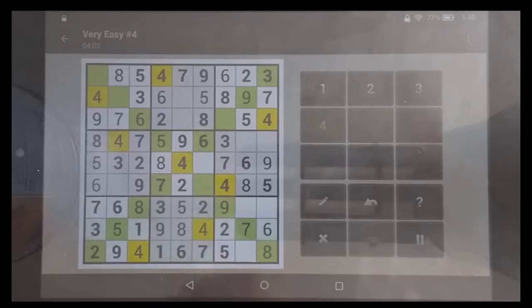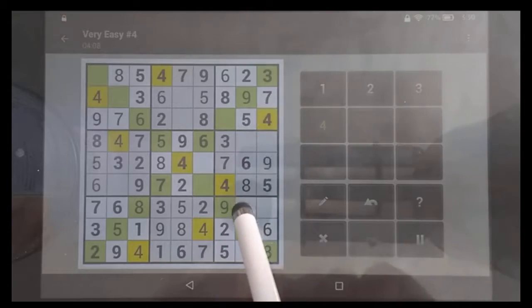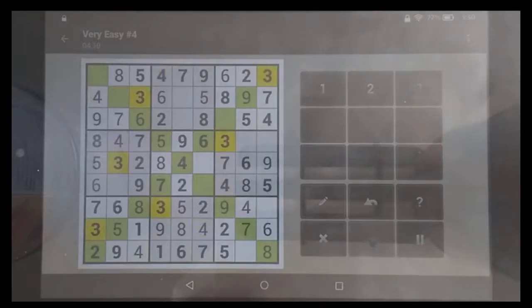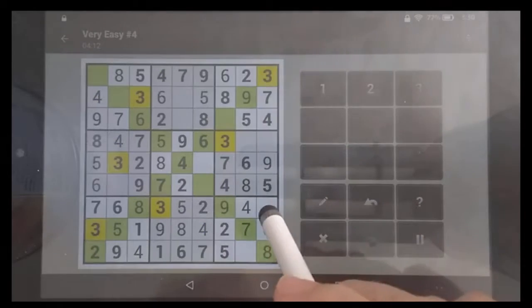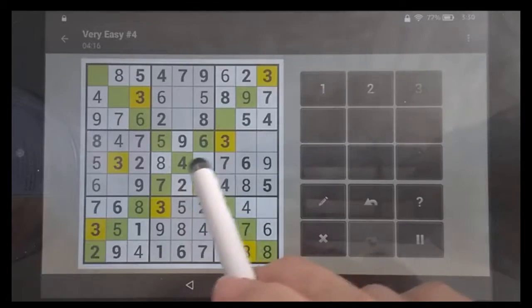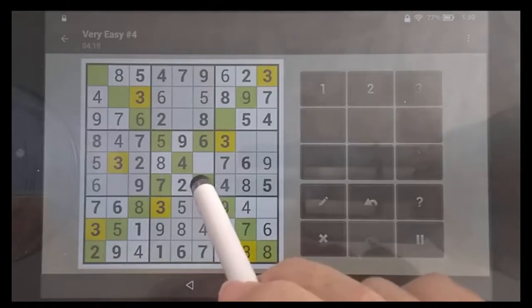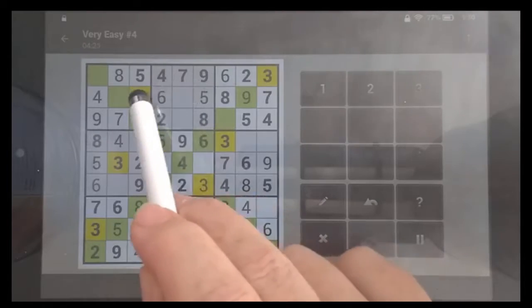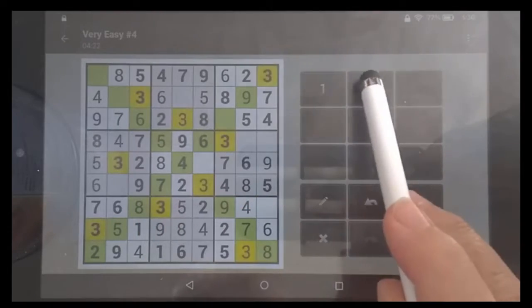Only one place left for a 4 there. And this one's blocked by that. This one's blocked by that, so this one has to be there. The 3s, this is blocked here, so that's where it's at. This is blocked here, so that's where it's at. And this is blocked here, so that's where it's at.